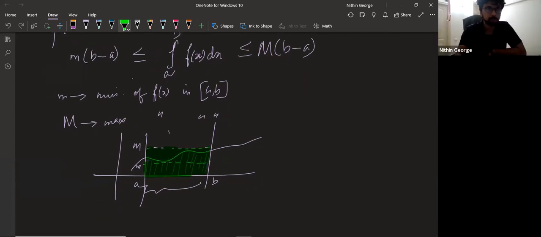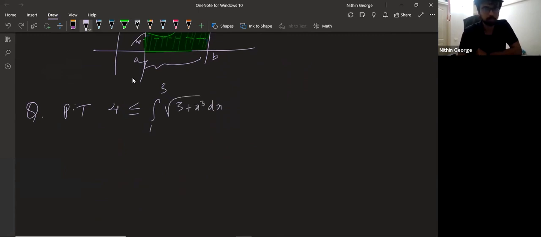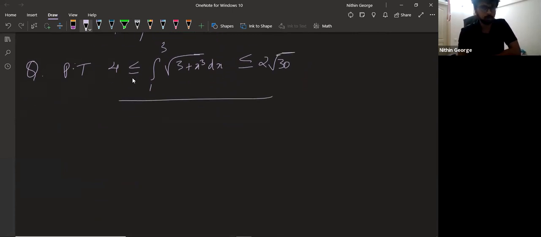So let's use this in a question. You have to prove that 4 is less than or equal to the integral. Let's do one question here. So you see this inequality sign with integration. This is what you apply. Take f of x as 3 plus x cube.